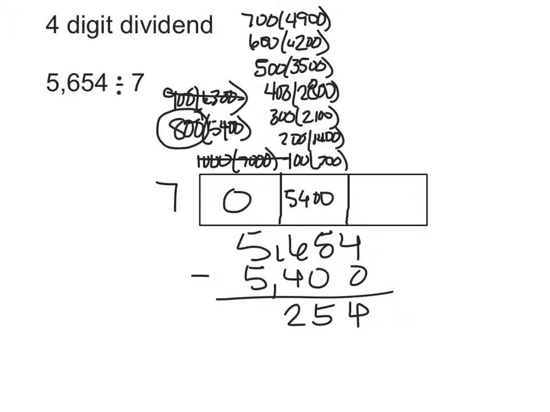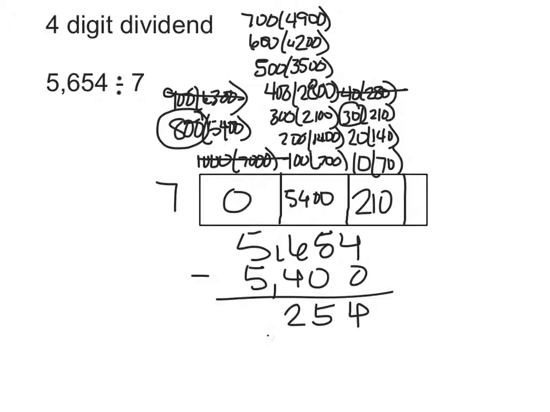And that gives me 254. So I'm going to move to my tens place. 10 times 7 is 70. 20 times 7 is 140. 30 times 7 is 210. 40 times 7 is 280. And that's too much, so I'm going to come back to my 30. That's my partial quotient. Put my 210 in the box.